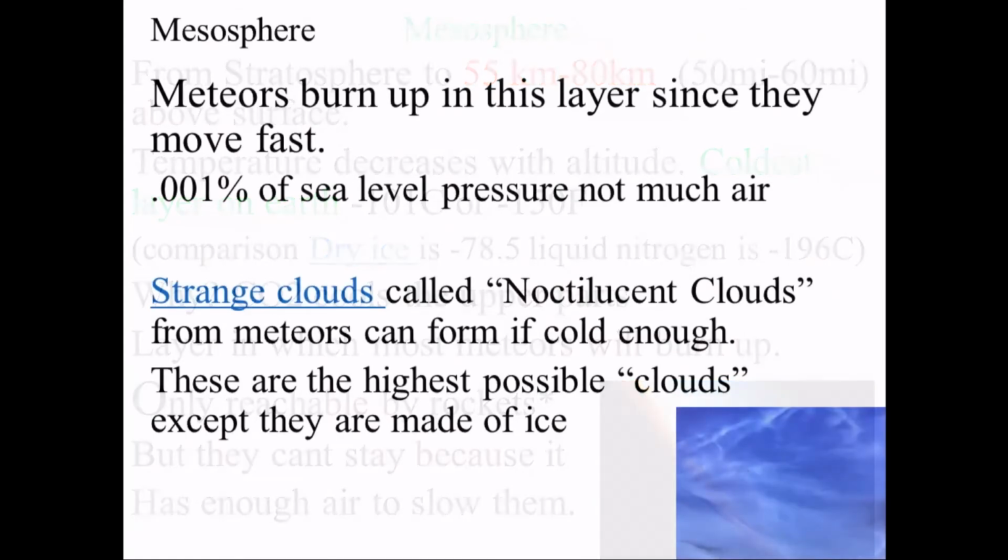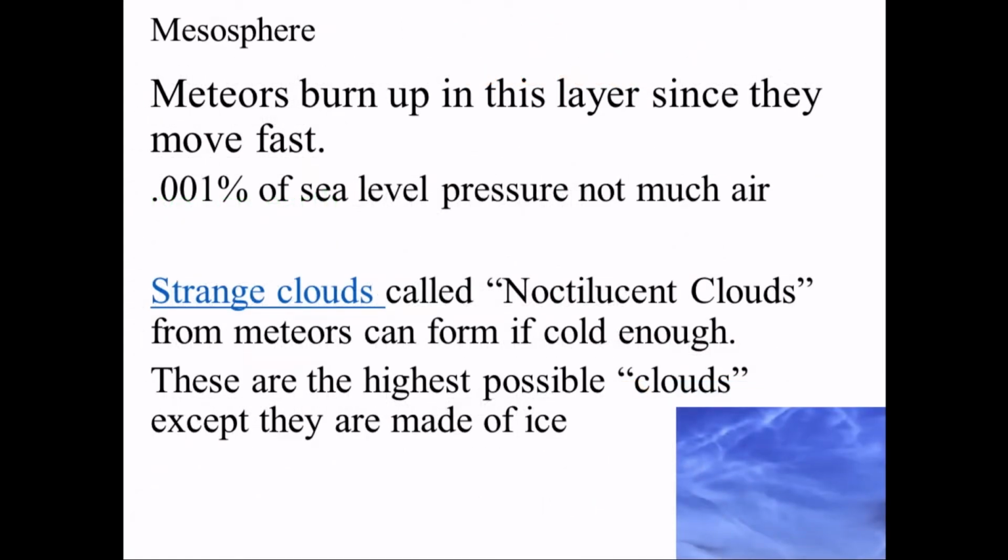Now, more about the mesosphere. I mentioned meteors burn up in this layer. And in fact, there are some clouds called noctilucent clouds that are actually from meteors burning up in this layer. They're only visible in the early morning or the late night, right before or right after the sun sets. And so they're not actual water vapor clouds, in the sense that they come from the Earth's water cycle. They actually come from meteors and comets and things.